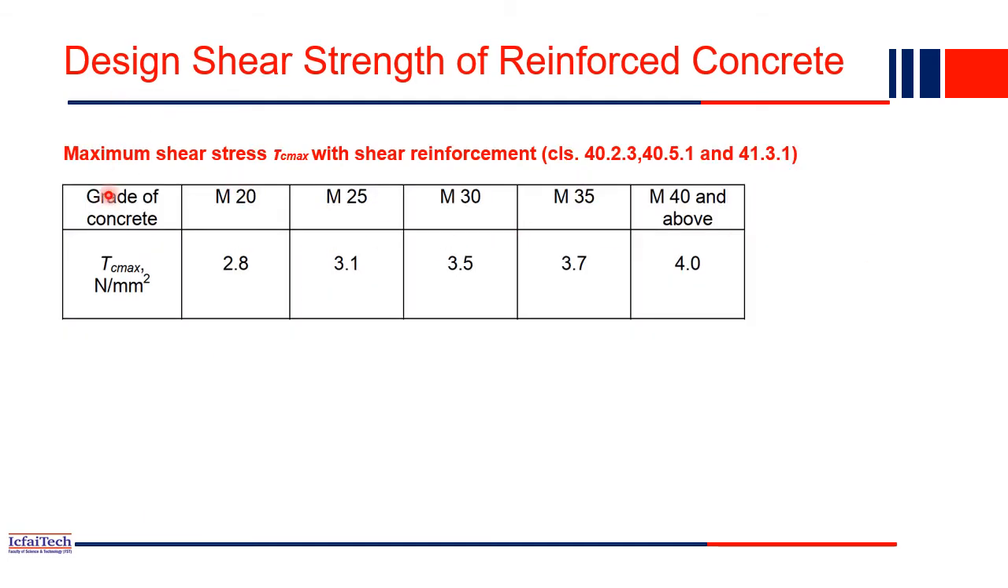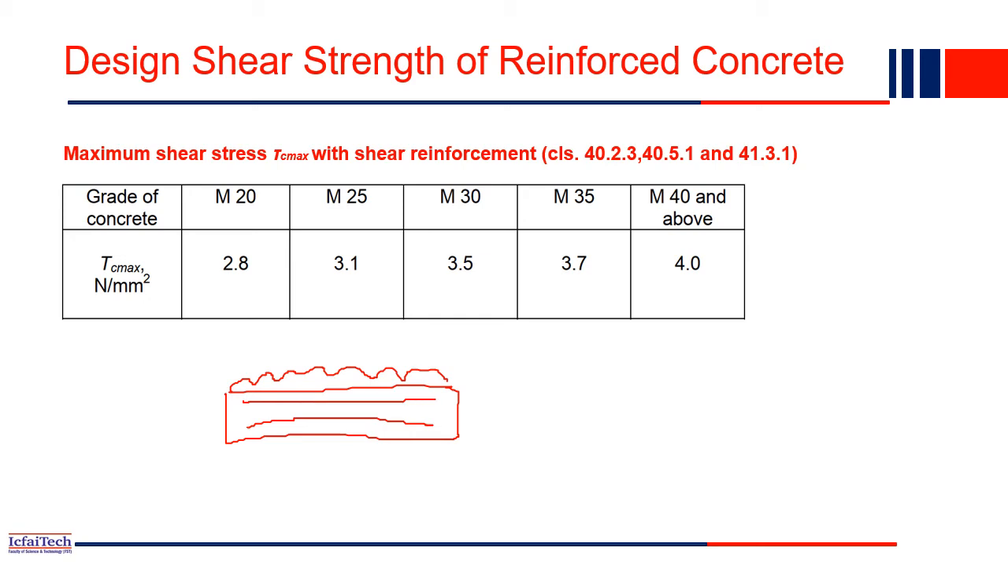So now next is maximum shear stress, that is tau c with shear reinforcement. Again, if the beam is subjected to a load, let's consider a simply supported beam and the load is applied. We understood that the concrete as well as the longitudinal bars will take some amount of shear stress, tau c. Then we have to additionally provide the stirrups also.